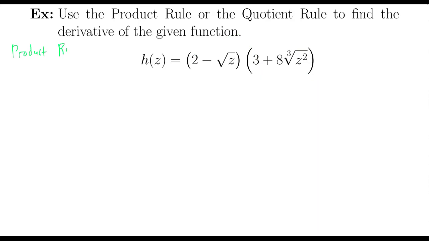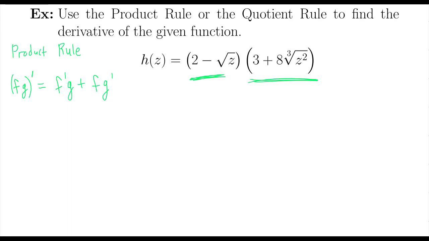Okay, so the product rule says that if you have two functions that are multiplied together and you want to find the derivative of the two functions, you can find the derivative of the first and multiply it times the second. So the derivative of the first times the second one as it is, plus the first one left alone times the derivative of the second one. So you leave this one alone and multiply it times the derivative of this one. Okay, so that's what we need to do.